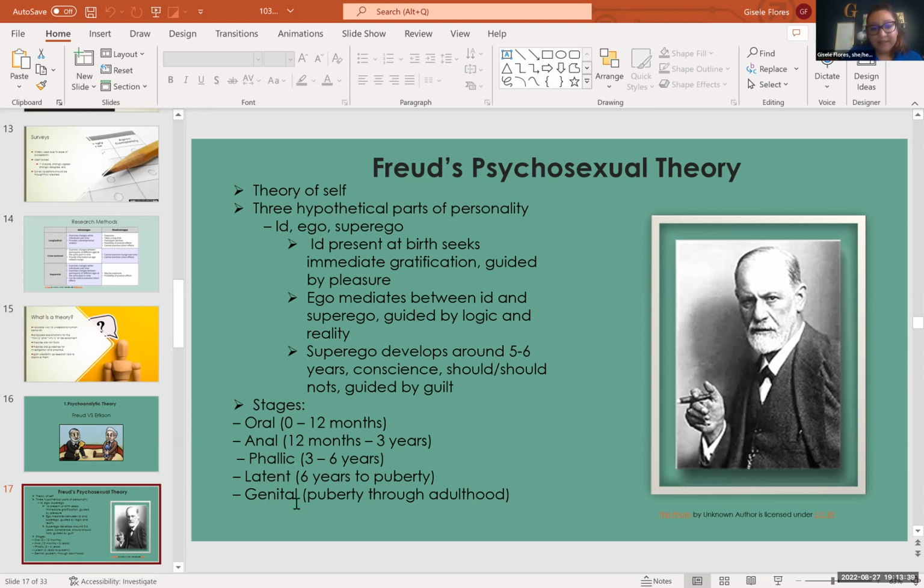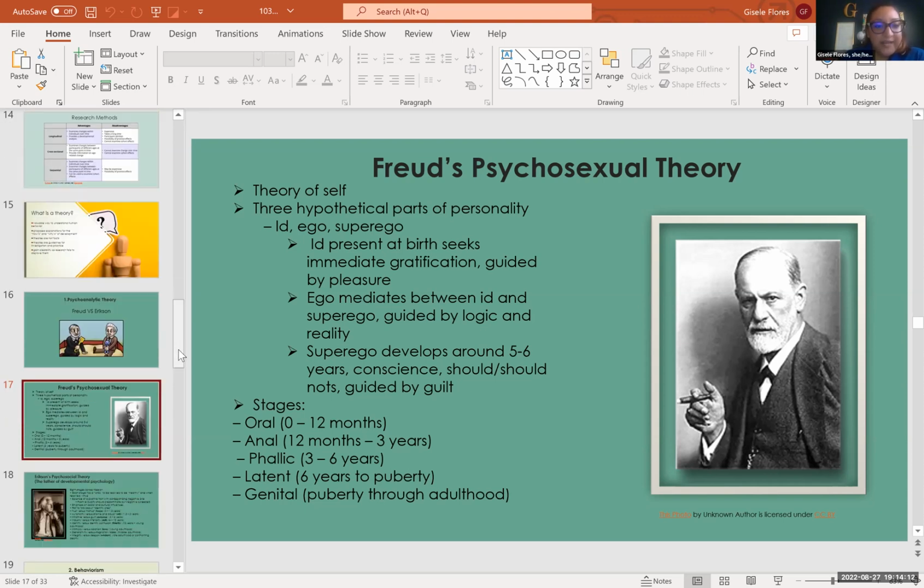And then the next stage is the genital stage, which is puberty through adulthood, where their main focus is on procreation and intimacy. So that's Freud's psychosexual theory in a nutshell. And again, he's a little off the wall, but we take a lot of things from his theory, and he really had a lot of students that studied under him that you're going to see throughout the different chapters in the semester. So that's Freud.